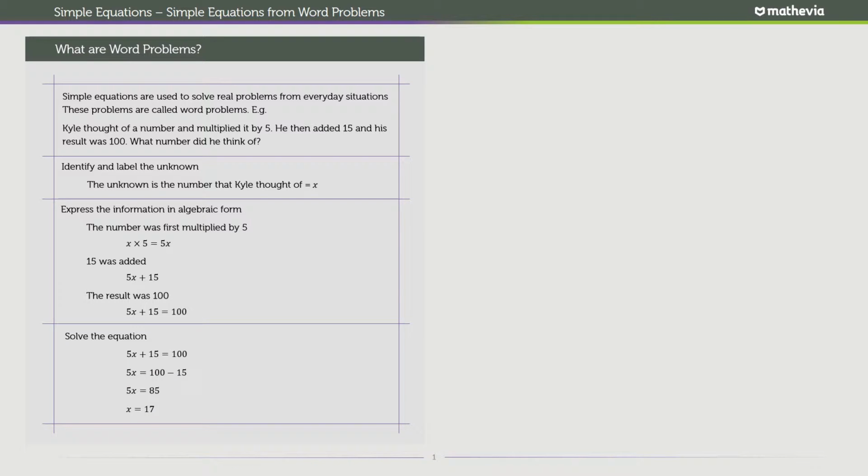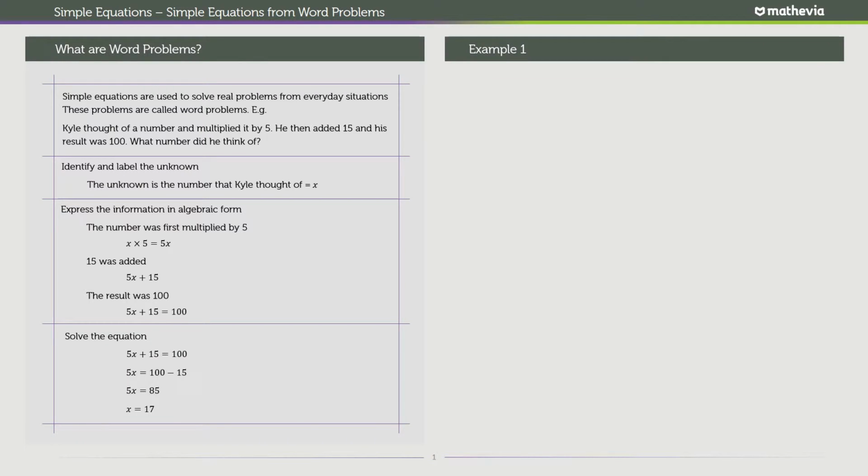So that's it. Very simple. That's how we solve word problems using simple equations. Basically, you identify the unknown. The unknown is exactly what you're looking for. In this case, we're looking for the number that Kyle thought of. And then from the information in the question, you get information like you multiplied that unknown by 5, you added 15 to it, and the result was 100. You need to translate that information and express it in algebraic form. When you do that, you end up with an equation. And from that point on, you just solve that equation to get your unknown.